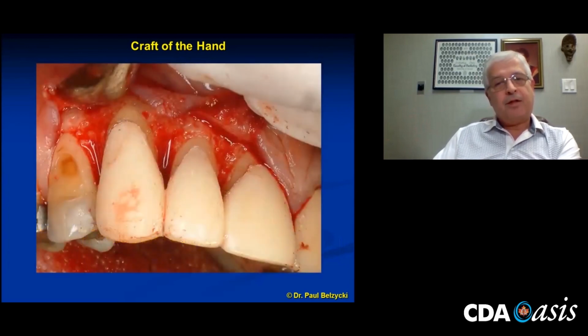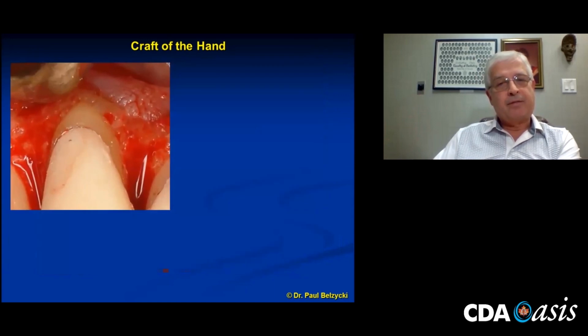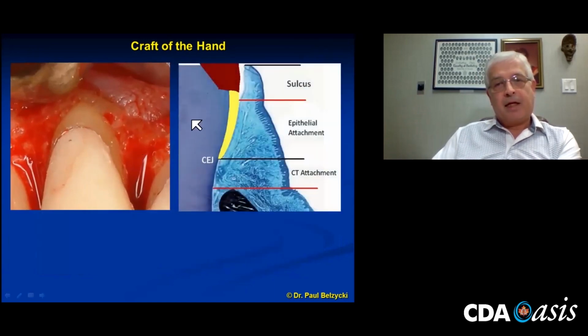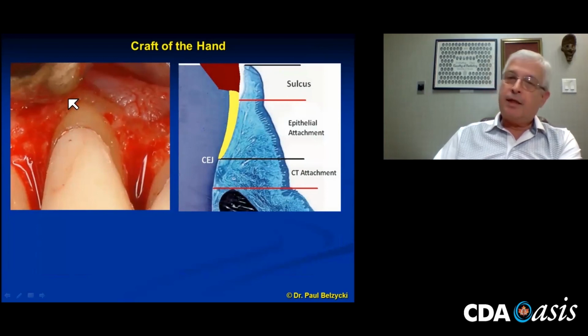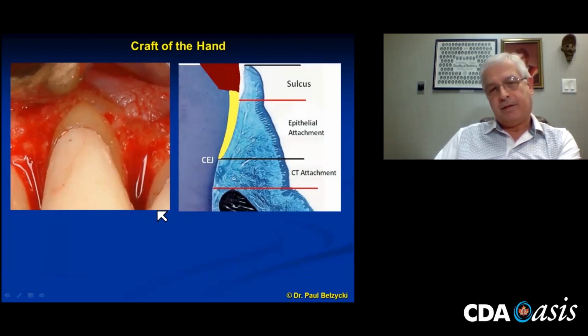And this is the poster child for that. I've said this image is burned into my memory. Every time I approach tissue and I'm entering into the sulcus, if I don't have this arrangement, if the decay is too deep, I have to create it. And that's what the need for periodontal surgery is for.